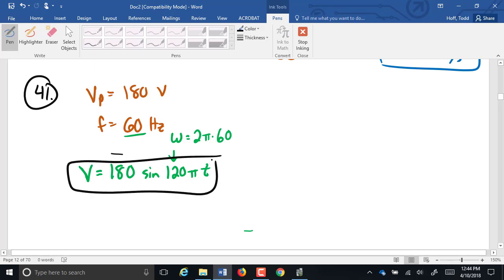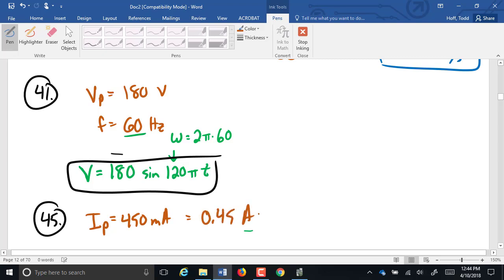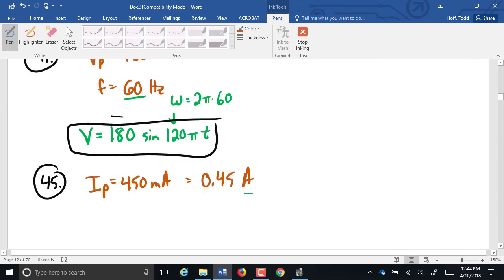But what if we go to something like number 45, where we're given a little bit different information? Here, of course, this is a current. We're given that the peak current is 450 milliamps, which we're going to convert to 0.45 amps. Need to stay in amps. We're given that the time, the period, is 15 milliseconds, which again, we're going to convert to 0.015 seconds.